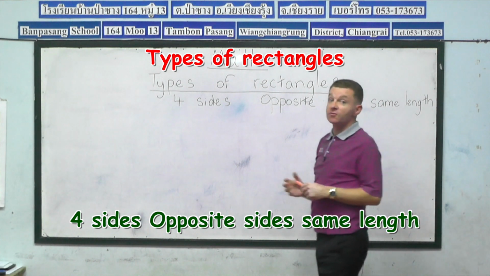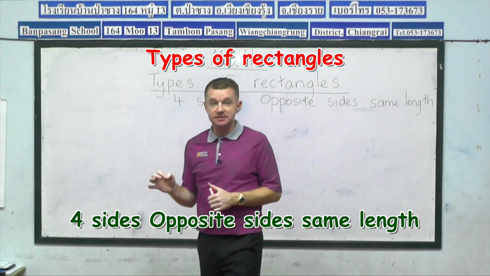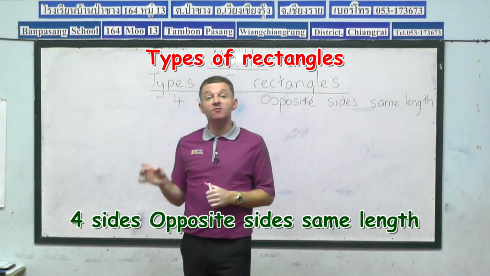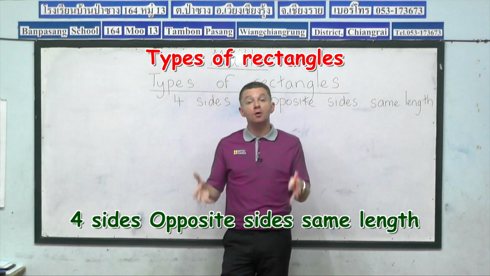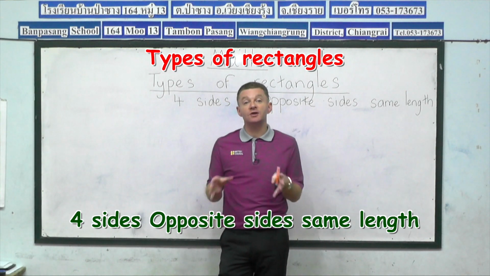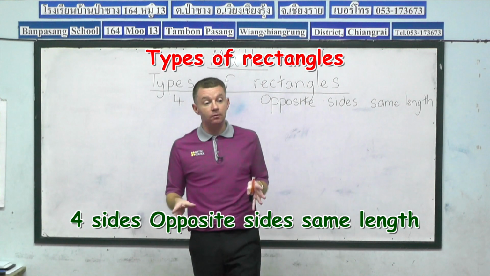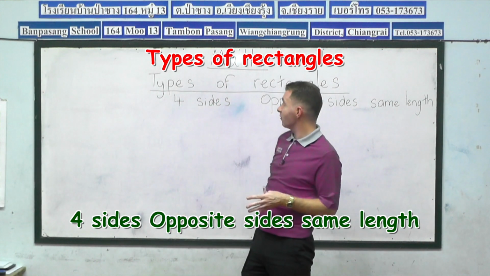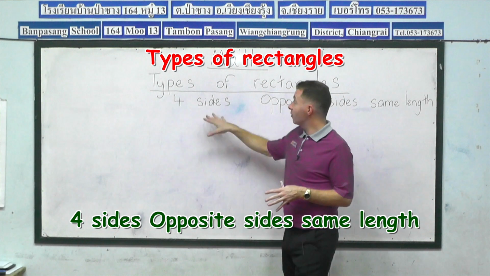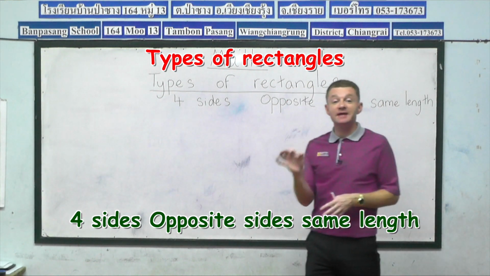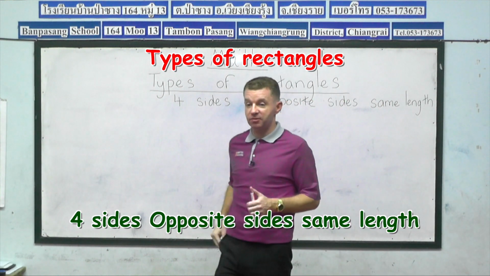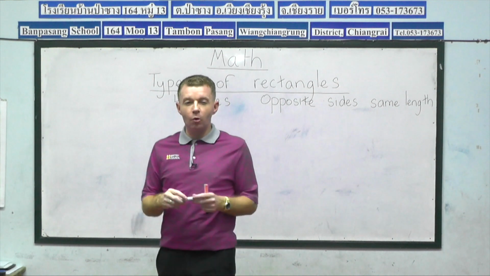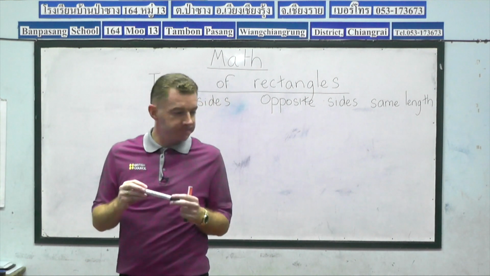So what I'm going to do now, as a recap exercise, I'm going to give a marker pen to some of my students, and they're going to come forward and demonstrate how to create their own rectangles based on the common characteristics that they all share. 4 sides and opposite sides of the same length. So let's see who can come forward and do the first one today.